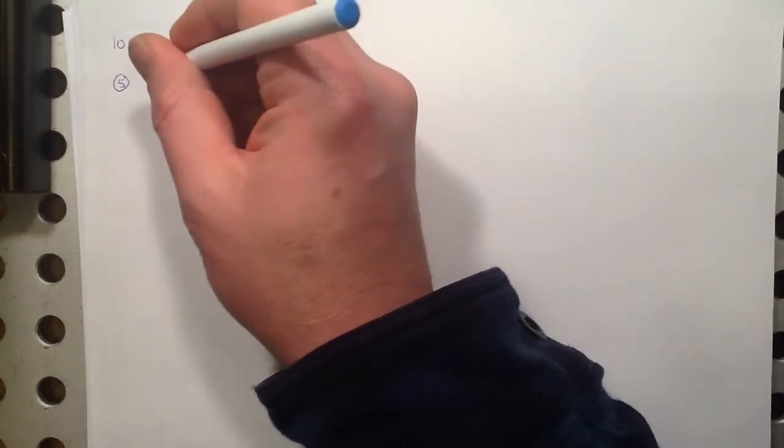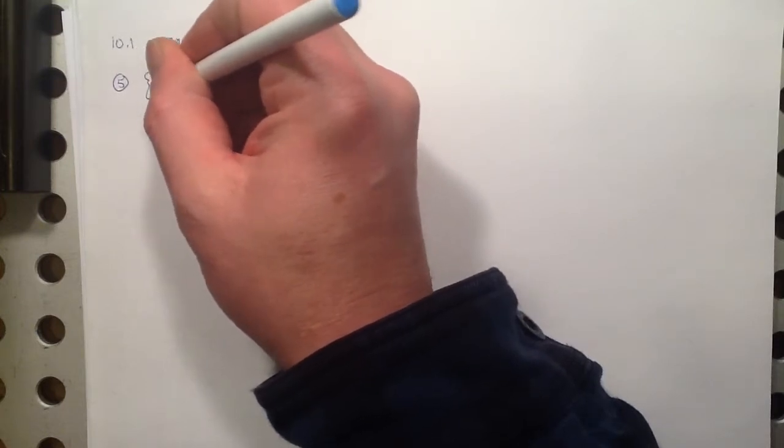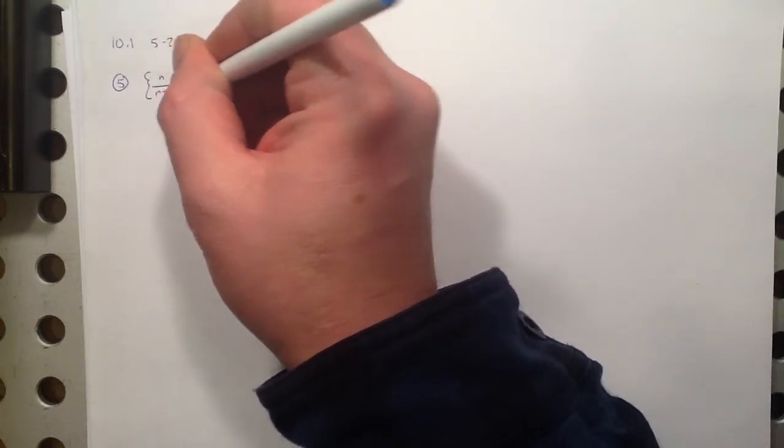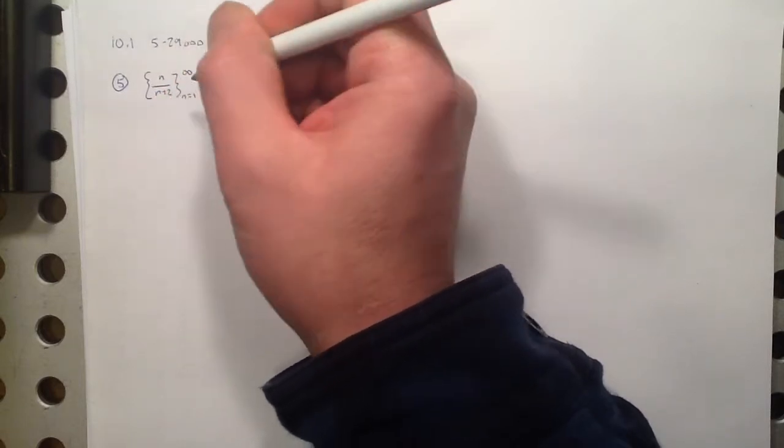In number 5, we have the sequence where the general term is n over n plus 2 from n equals 1 to infinity. And they would like us to write out the first 5 terms of the sequence. It's kind of tedious, but not hard. And then determine whether the sequence converges, and if so, find its limit.